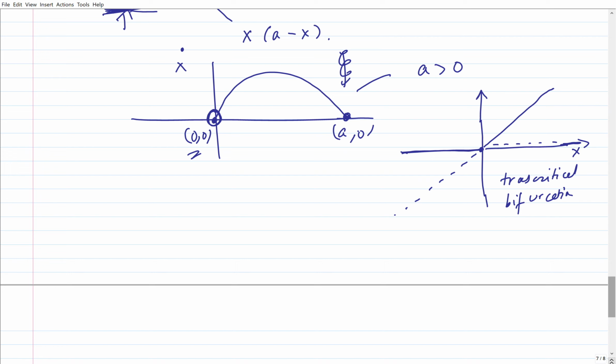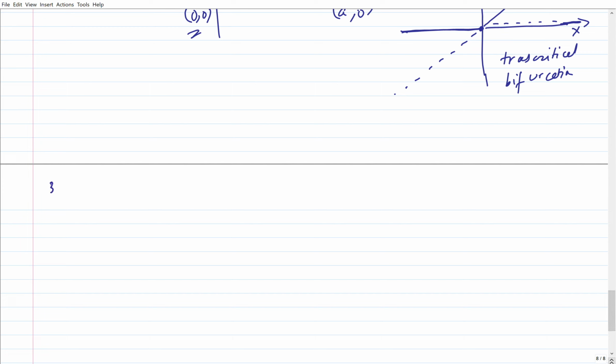Okay, so let's see what else. What about the pitchfork bifurcation?